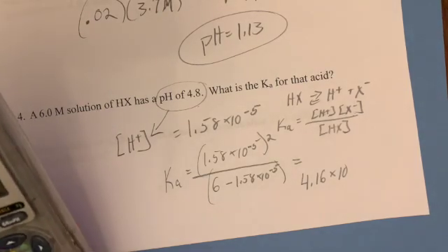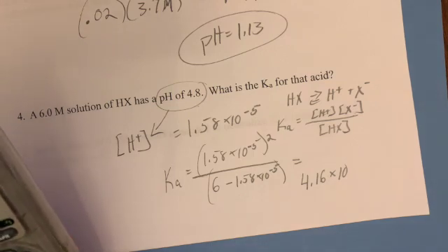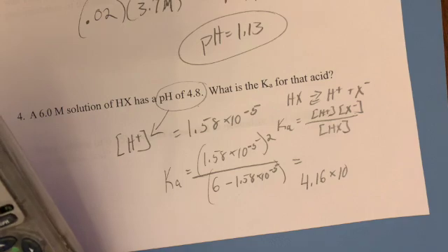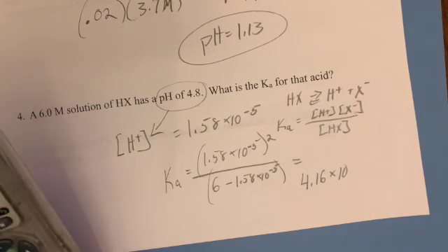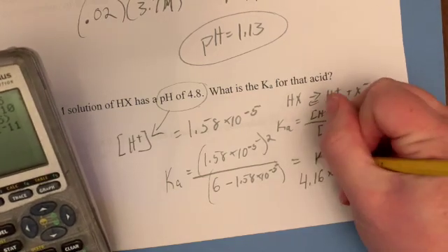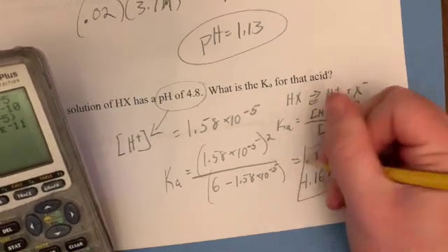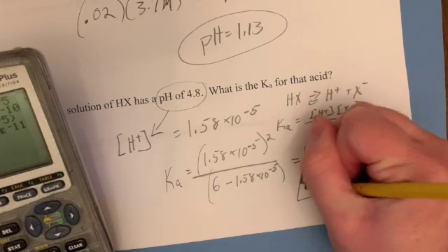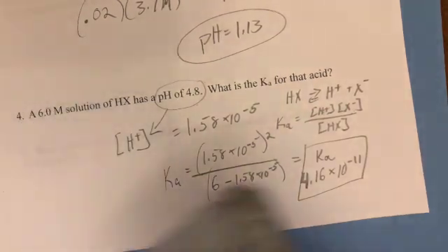Negative fifth times 1.58 E negative fifth. And I'm going to divide that by 6 minus 1.58 E negative fifth. And I get, yep, that's what I thought, 10 to the negative 11th. And that is your Ka. Kas, remember, do not get labels. So you just leave it at that.